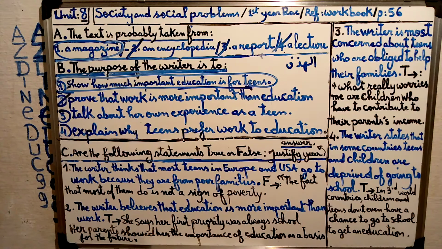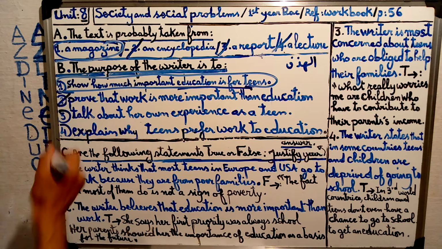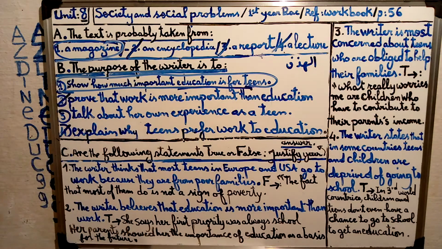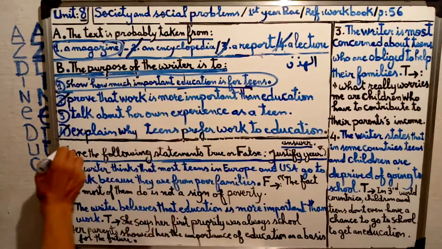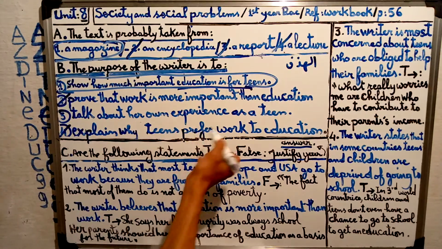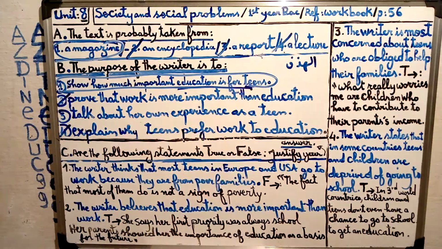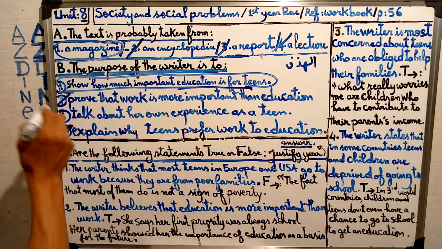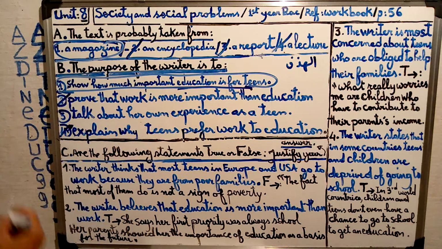Answer number four, the purpose of the writer is to explain why teens prefer work to education, is also not correct. والجواب الصحيح هو إظهار كم التعليم مهم بالنسبة للمراهقين. If you go back to the text and read over and over, you can find that I am right in here.